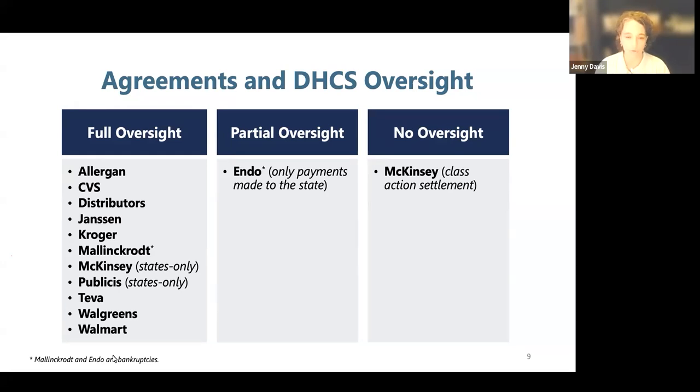And then we have, of course, the middle column, which is partial oversight. This right now only includes our Endo bankruptcy. This is one settlement that did result in payments being made to the state of California as well as to cities and counties. But inside of that bankruptcy agreement, it did not include reporting requirements or DHCS as the overseeing body. So we threw it under partial oversight, meaning we have oversight over the payments being made to the state of California, but effectively, we do not have oversight over the payments being made from the Endo bankruptcy to our cities and counties. Next slide, please.